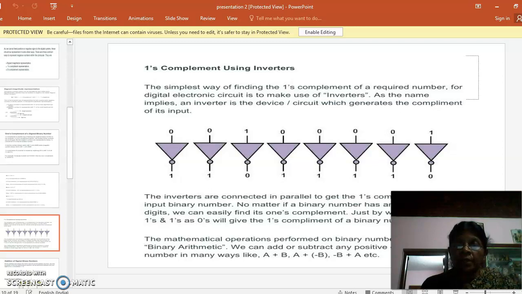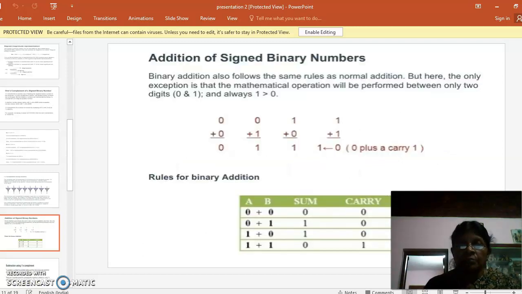Also, the mathematical operations that are performed on binary numbers are called binary arithmetic. We can add or subtract any positive or negative number in many ways, like a plus b, a plus minus b, or minus b plus a, like that. So the mathematical operations performed on binary numbers are called binary arithmetic.